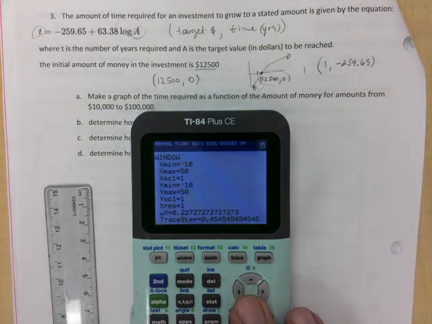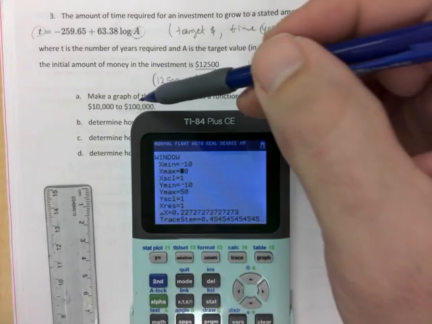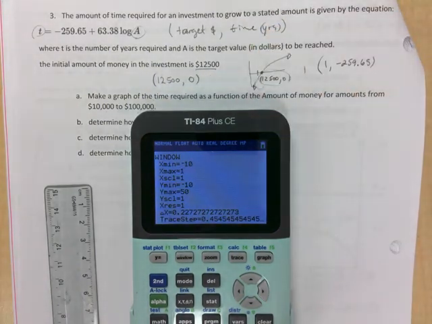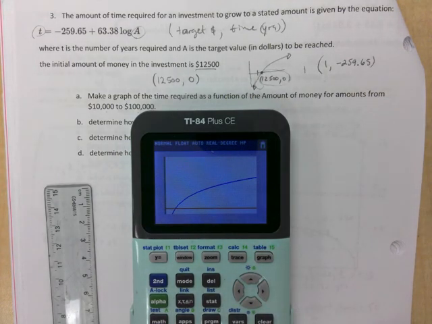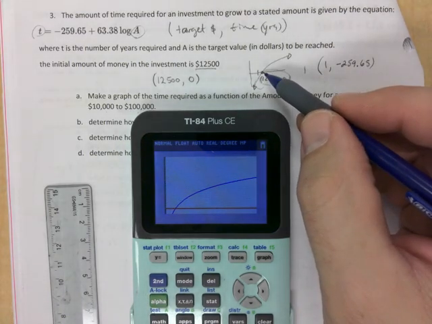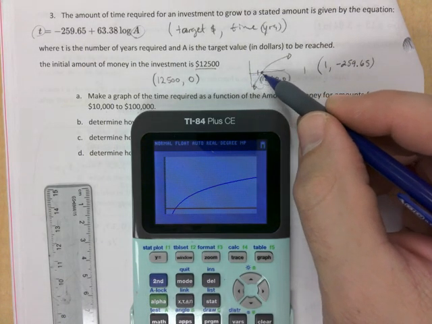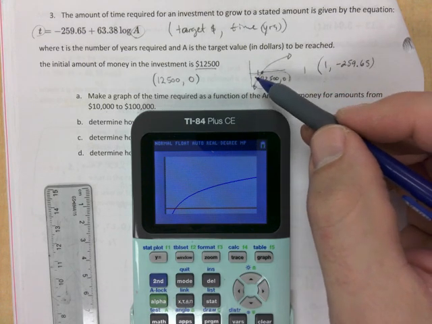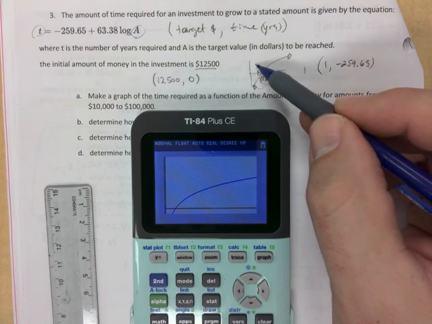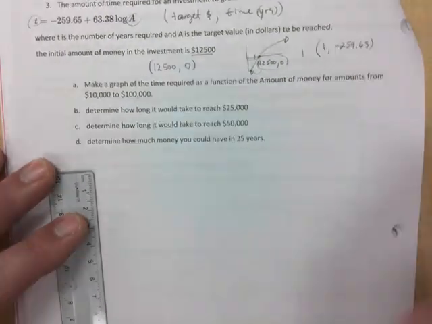I'm gonna go my x max, since we're supposed to go all the way up to 100,000, I'm gonna go 110,000. And my y max, that represents time, I'm just going to go 100 for now. We'll see. And there's your graph. Okay, so you adjust as needed. And remember, dollar amount needs to be positive, so obviously you would stay here, and you know that a logarithmic never crosses the y-axis, and time has to be positive, so we would be in quadrant 1 again.